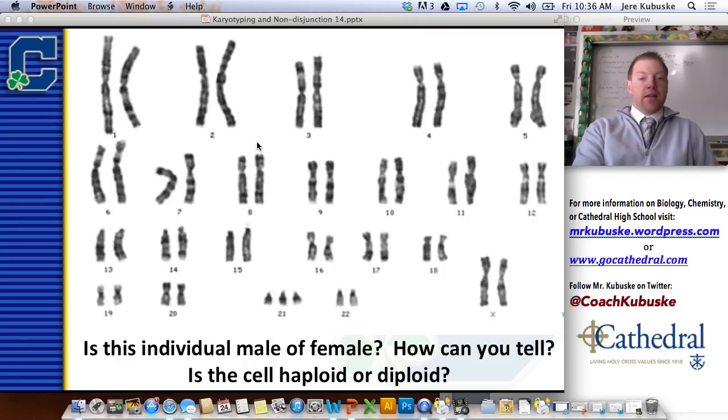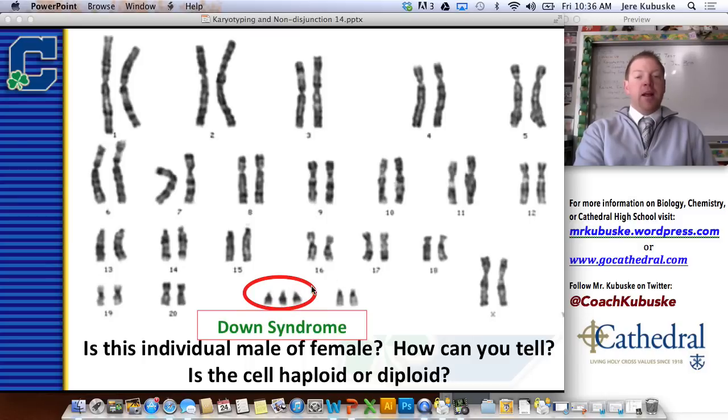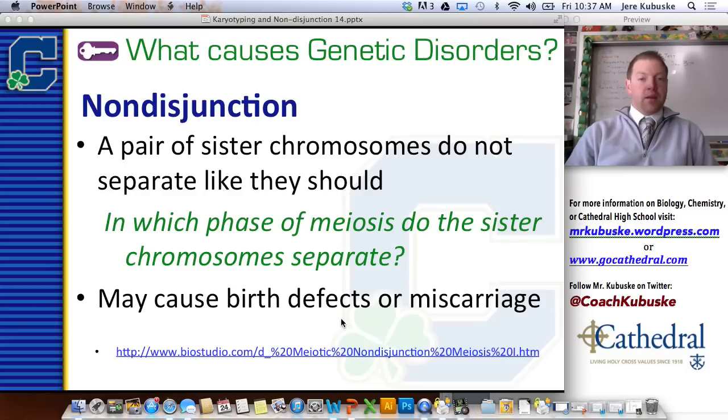Lastly, look at this karyotype. This is a female. I know that because there are two X's and no Y's. But if you'll notice, we've got a problem here. There are 3 chromosomes where number 21 should be. Instead of everything being paired and only having 2, there's an extra little section of DNA. And believe it or not, just this one extra little section is what actually causes the syndrome we know as Down syndrome.